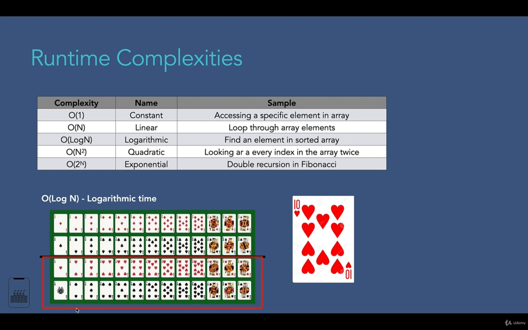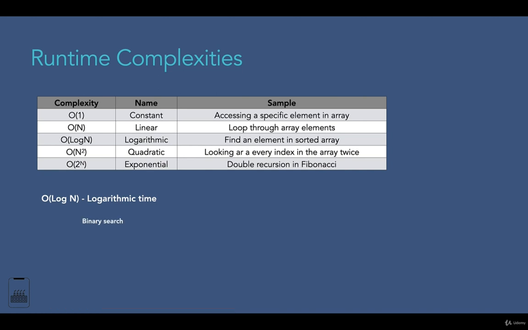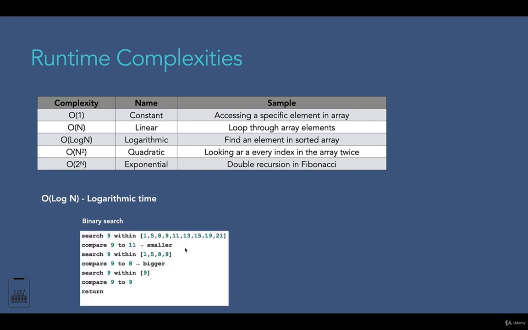Another example of logarithmic time complexity can be binary search. If you don't know binary search, I'm going to explain it in the searching algorithms section, but here you just need to know that by using binary search, we are searching for an element in a sorted array. So in this case, we have an array like this, and we are searching for 9.